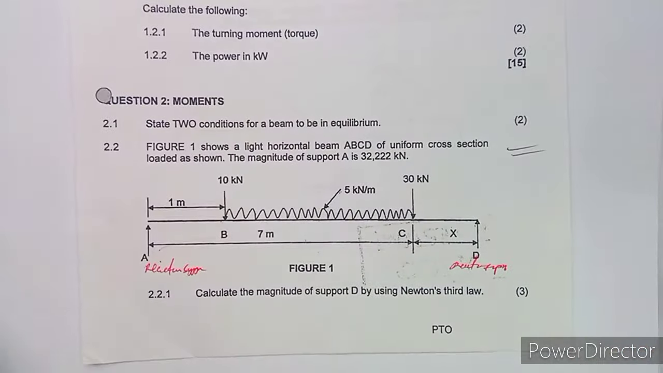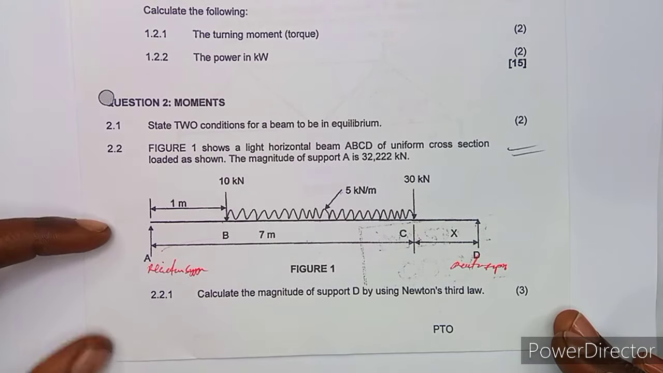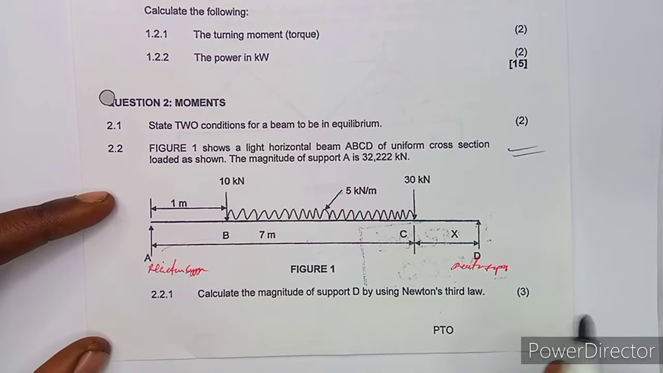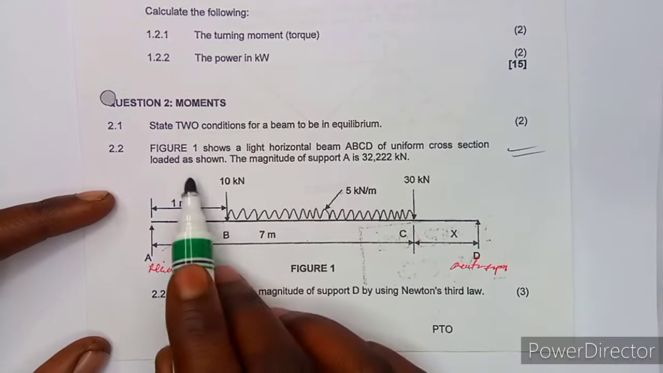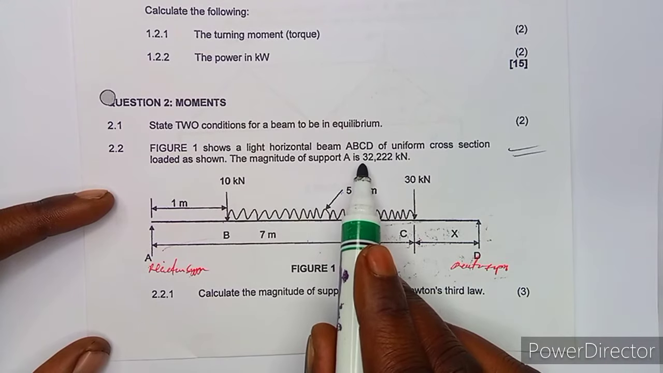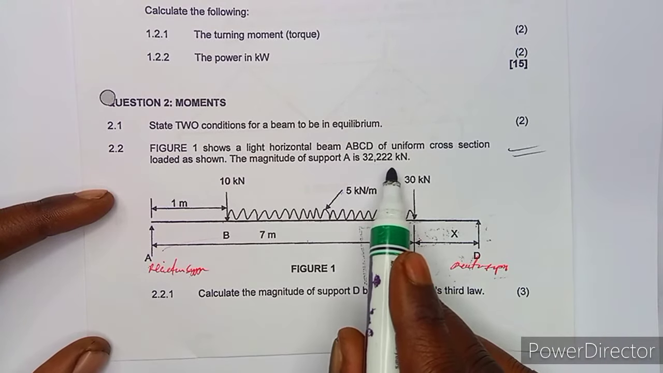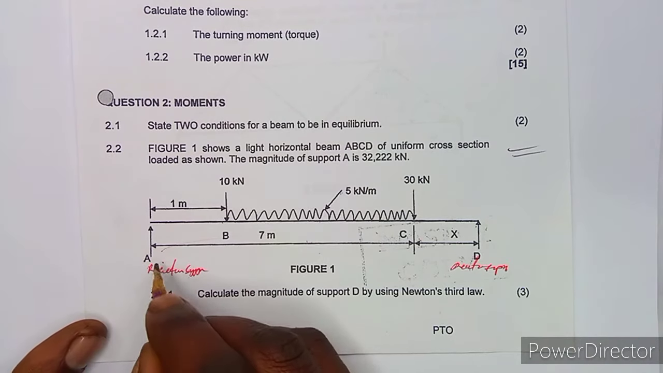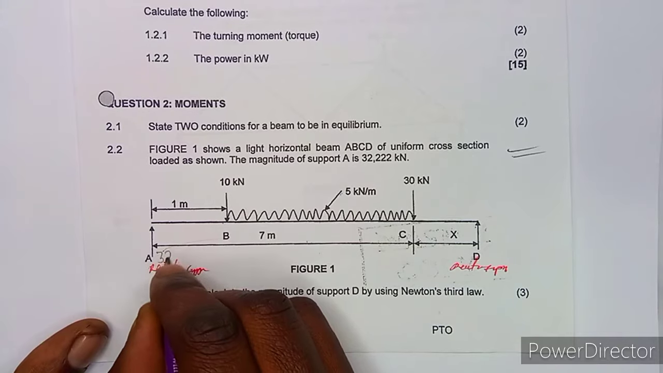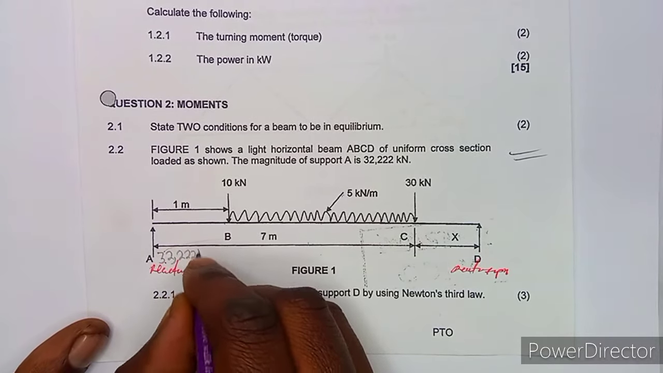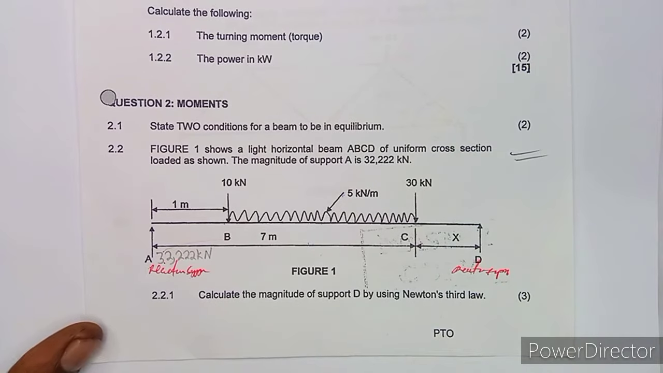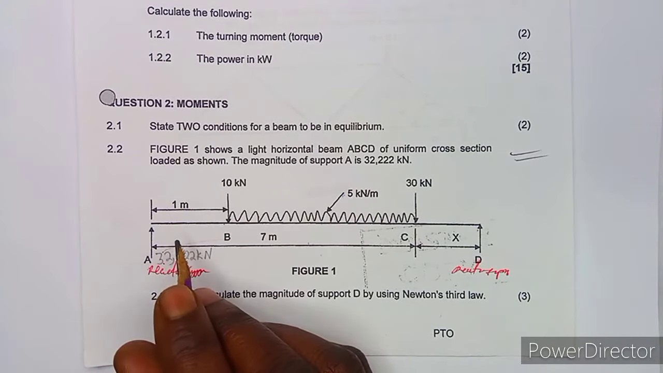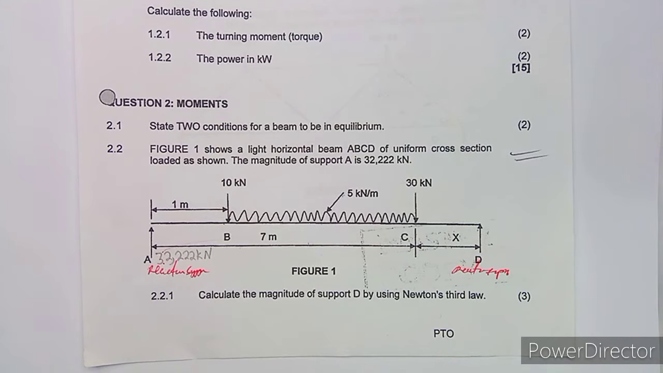Let's see what we have on question 2.2, where we are given Fig 1, which shows a light horizontal beam ABCD of uniform cross-section loaded as shown. The magnitude of support A is 32,22 kilonewtons. So we are given the magnitude of A there. I don't know where I'm obtaining this, but that's what we are having there. So that's your A.